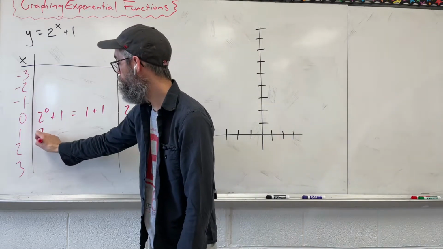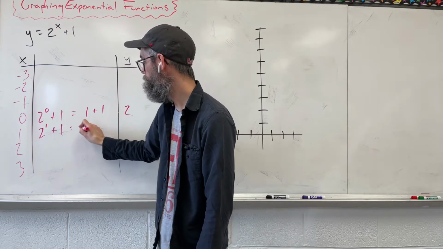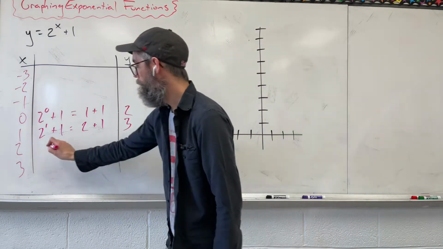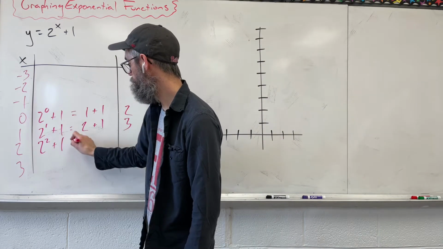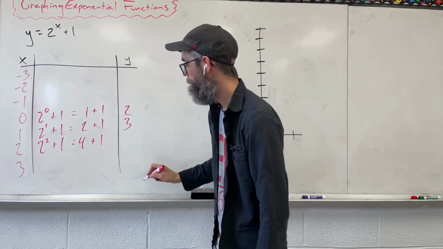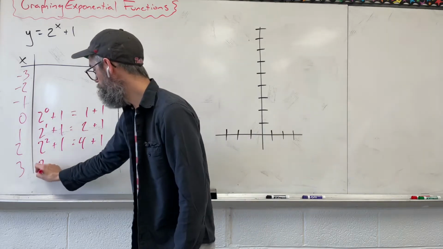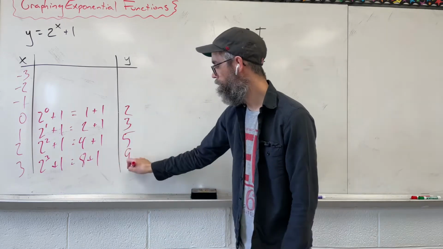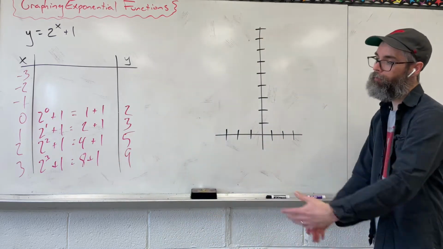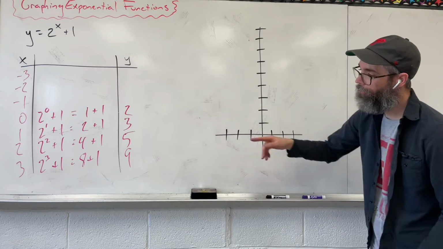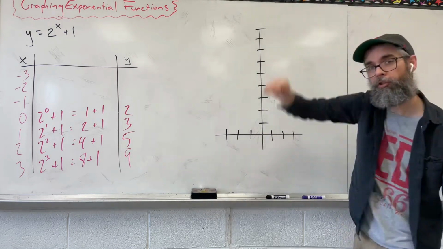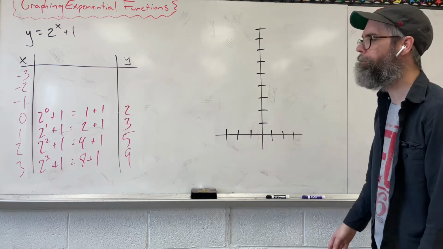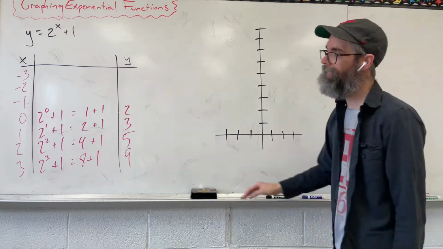When we plug 1 in, we're saying 2 to the first power plus 1, which is 2. Add them up, we get 3. 2 to the second power plus 1 gives us 4 and 1, which is 5. And then 2 to the third power plus 1 gives us 8 and 1, which is 9. Now, we could keep going and plug 4, 5, 6 in, but all of a sudden those y values are going to shoot off our chart. We're not going to have room to graph them. Who cares? They're way out there. We don't need them.